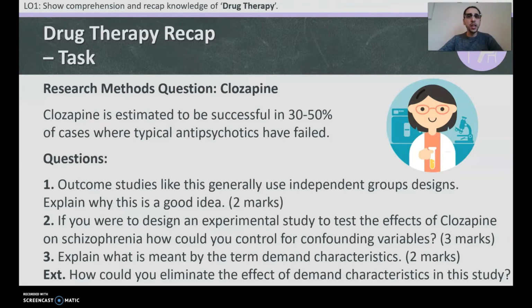2. If you were to design an experimental study to test the effects of clozapine on schizophrenia, how could you control for confounding variables? How would you do that? Number 3, explain what is meant by the term demand characteristics. As you know, research methods can come in any module, in any paper, not just paper 2 where there's specific questions for research methods. Research methods questions can come throughout all 3 papers. And extension, how could you eliminate the effect of demand characteristics in this study? Good questions, interesting questions. Pause the video. Give it a crack. Don't be lazy, because I'm going to give you the answer now.